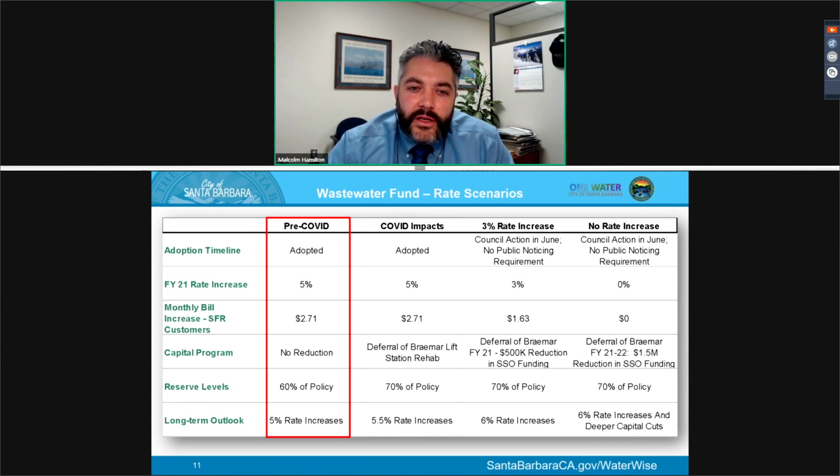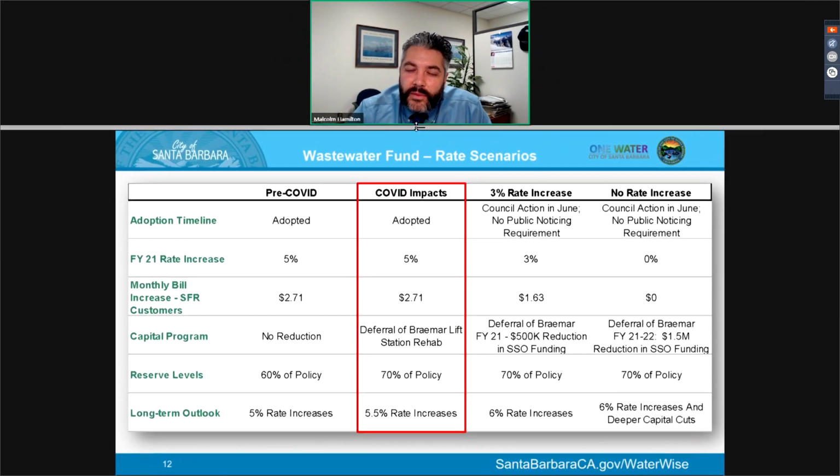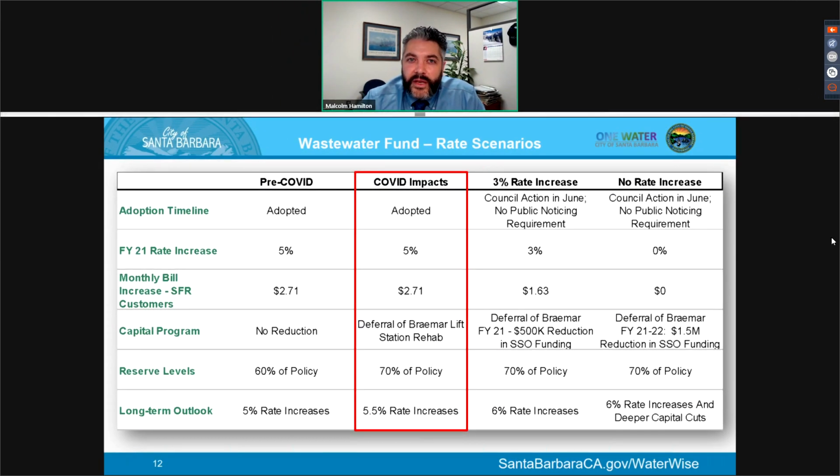Now, if we move to the COVID impacts, this is immediate impacts from the revenue loss from our commercial customers. And if you go down, what's happening? Well, because of this, and we've already used so much of our capital reserve, we would at this point have to defer the Braemar lift station, or the rehabilitation of the Braemar lift station. By doing that, we would actually improve our reserve level position slightly, which going into this type of disaster is probably the prudent thing to do, is to have more cash on hand than less. And our long-term outlook for rates bumps up slightly to probably about 5.5% to make up for the losses we're experiencing now in commercial rate revenue.